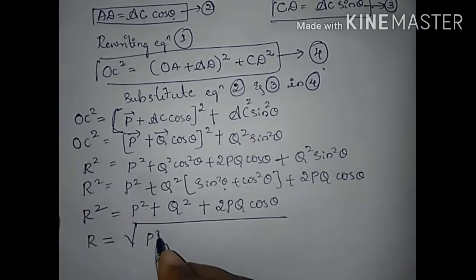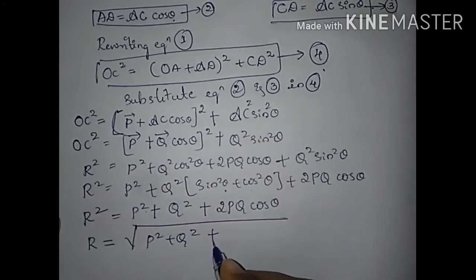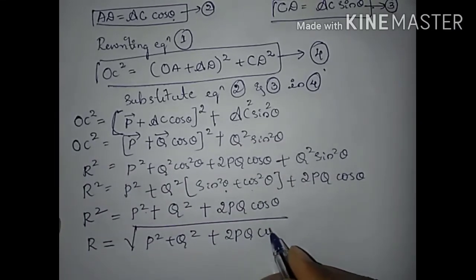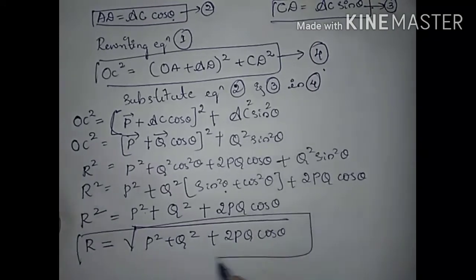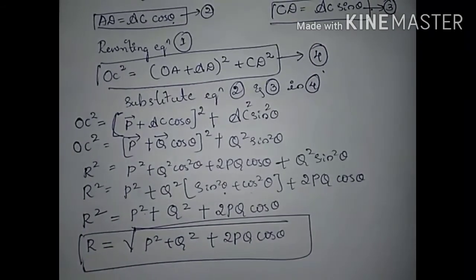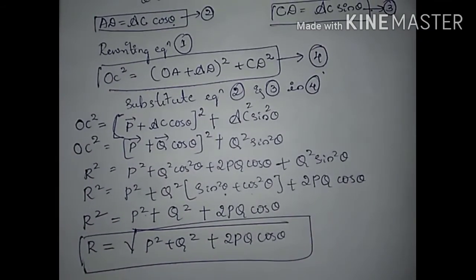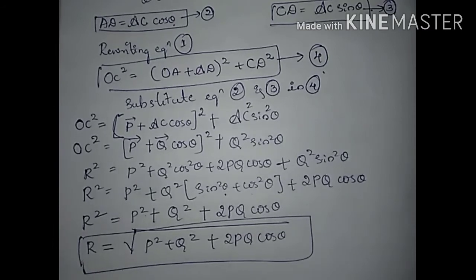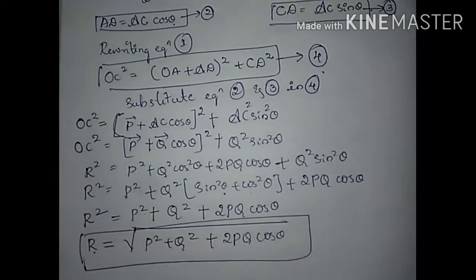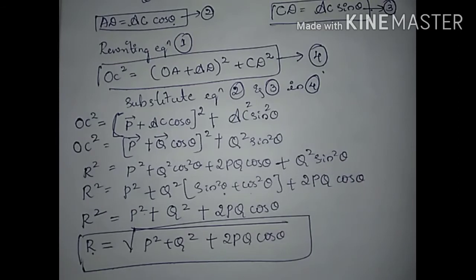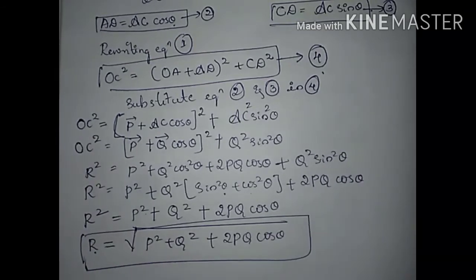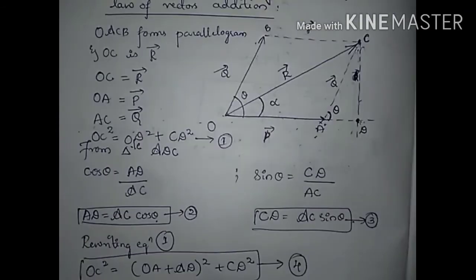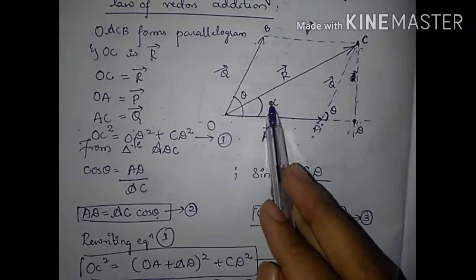R will be what? Root of P square plus Q square plus 2PQ cos theta. So this is the magnitude of the resultant vector R. In order to find the direction, you have to take tan alpha.